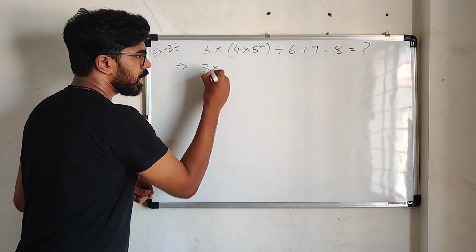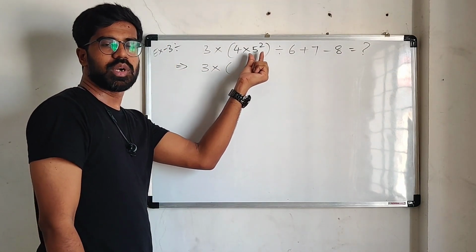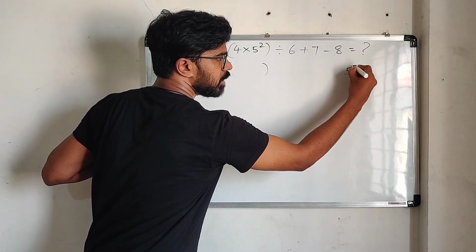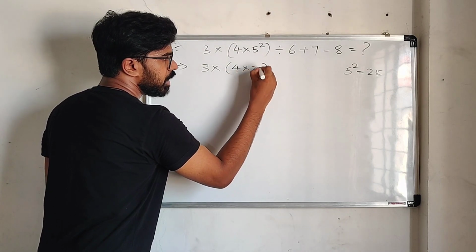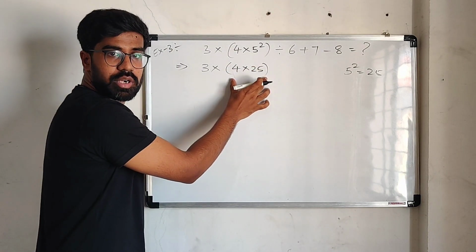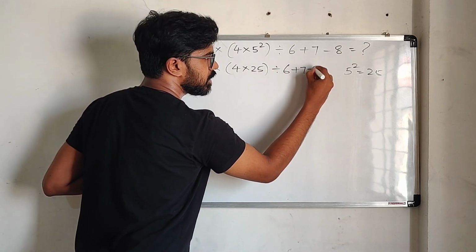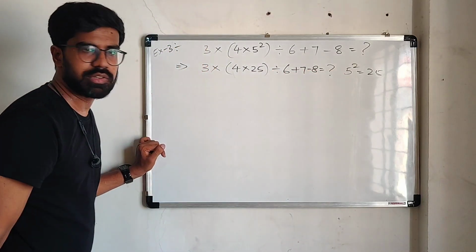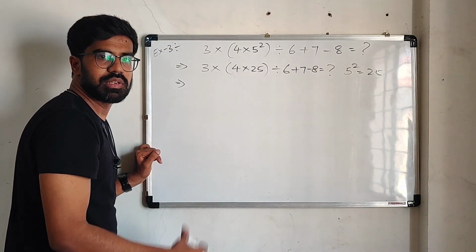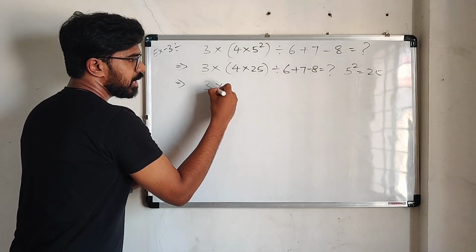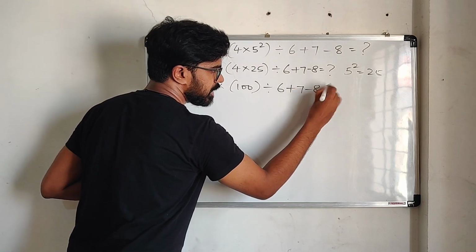So 3 multiplied by, inside the bracket, what do we have? 4 into 5 square. What does 5 square mean? 5 square is nothing but 5 into 5, which is 25. So here I will be writing 4 multiplied by 25. So still the bracket is not yet solved. I did not remove the bracket. Then the remaining stays as it is, divided by 6 plus 7 minus 8 equals question mark, or whatever the answer they are going to get. Second step will be what? To still solve the bracket. What is 4 into 25? It's 100. So 3 multiplied by 100 divided by 6 plus 7 minus 8.